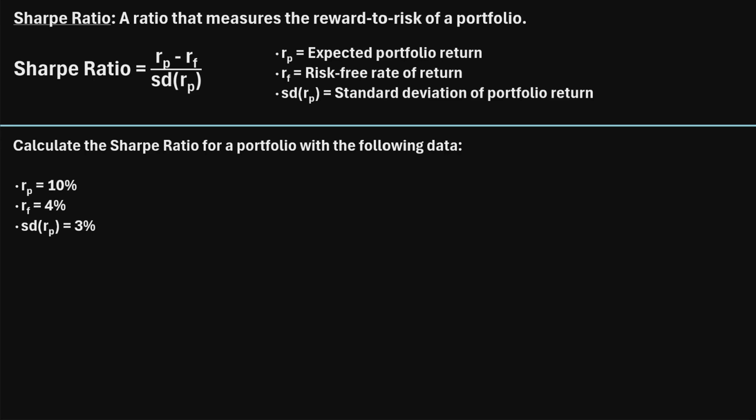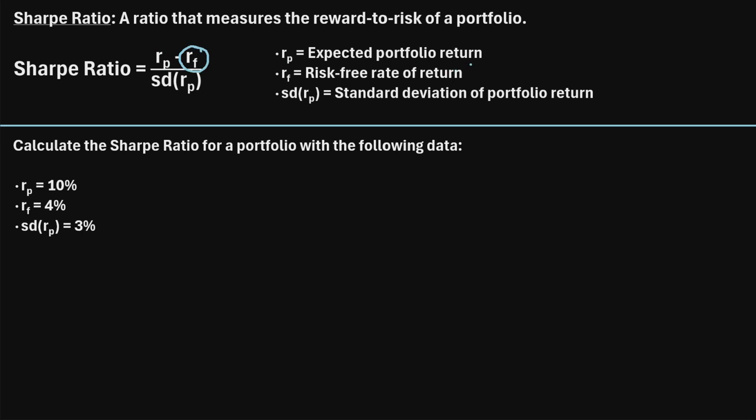In finance, the Sharpe ratio is a ratio that measures the reward to risk of a portfolio. So here's the formula that you can use to calculate the Sharpe ratio of a portfolio. We take the expected portfolio return minus the risk-free rate of return.